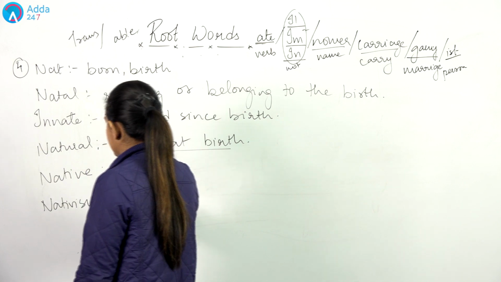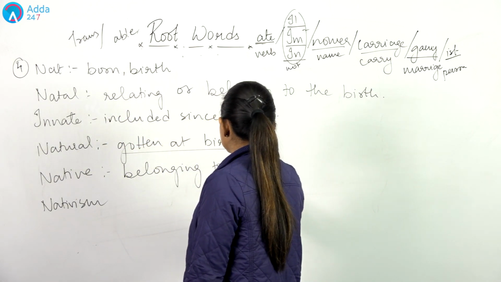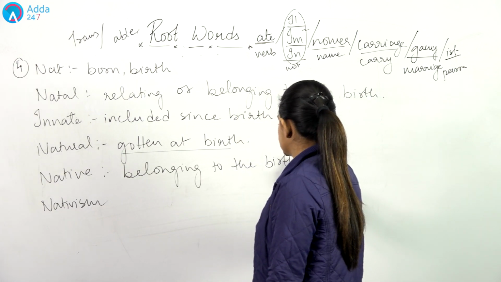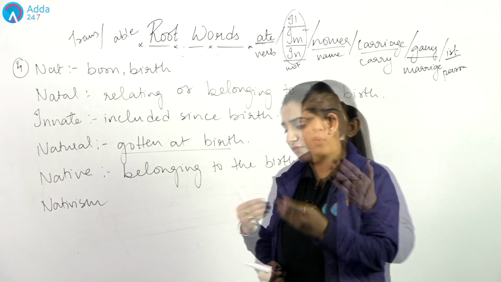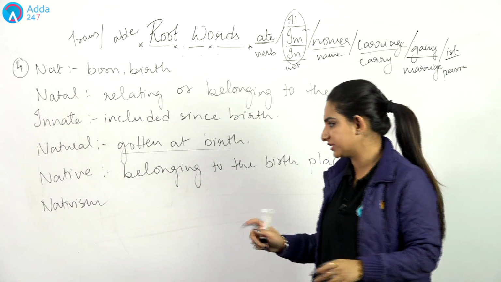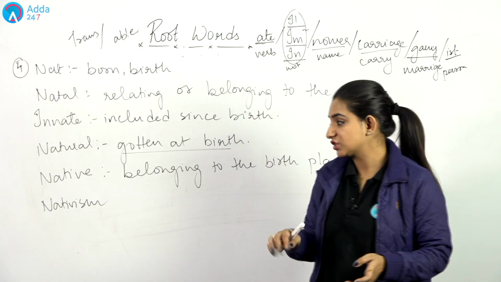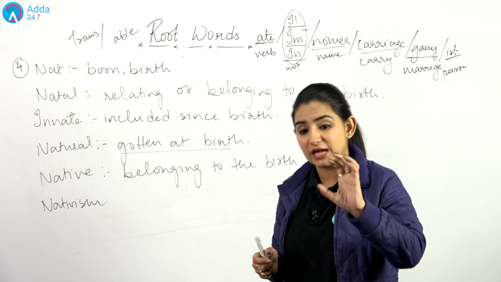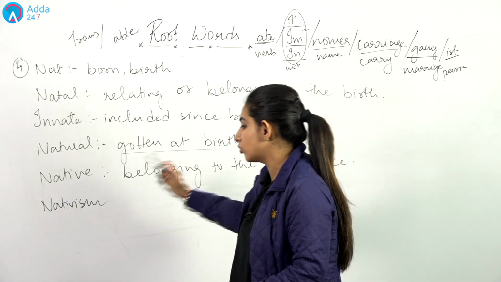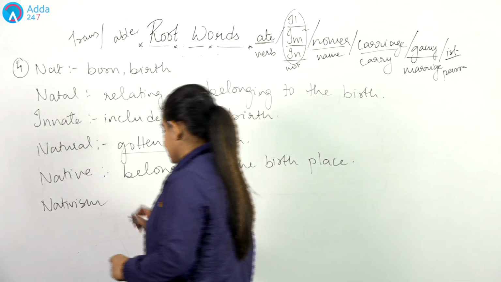Next is native. Native means belonging to the birthplace. If I ask you, where are you from? This is a certain question that you will answer. Which native do you belong to? That means where were you born? So that will be the place where you belong to, and that is the place you are native to. Then we have nativism.